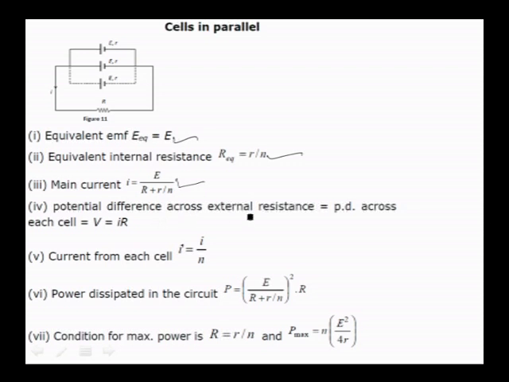The potential difference across the external resistance is V = IR, because we know the value of I. Similarly, the current from each cell, we are going to calculate, I' = I/N, only for identical cells. Similarly, the power dissipated in this case is I²R, that is [E/(R + R/N)]² × R. See, the condition for the maximum power is that the external resistance should be R/N, and the maximum power is NE²/4R.